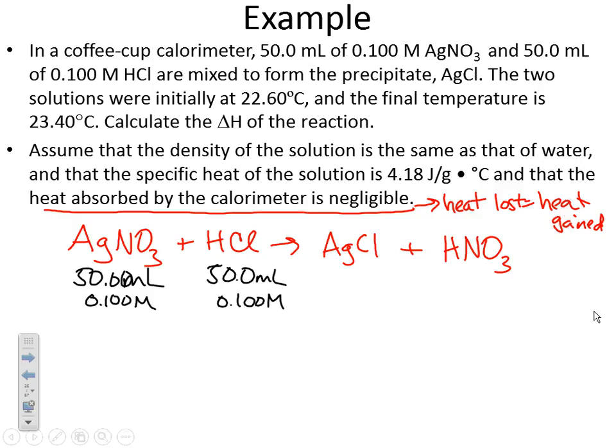I will add at this point too, I did not balance this equation because it was already balanced. So it is balanced as is. Everything is in a 1 to 1 to 1 to 1 ratio, right? It's 1 to 1 to 1 to 1. And that's our precipitate. All right, so we have 50 mils of the 0.1 molar for both reactants.